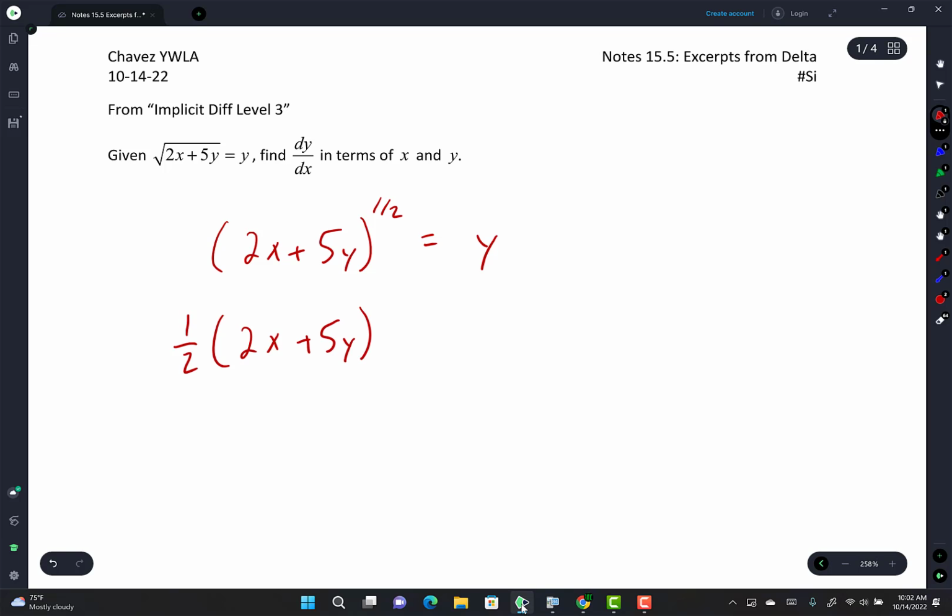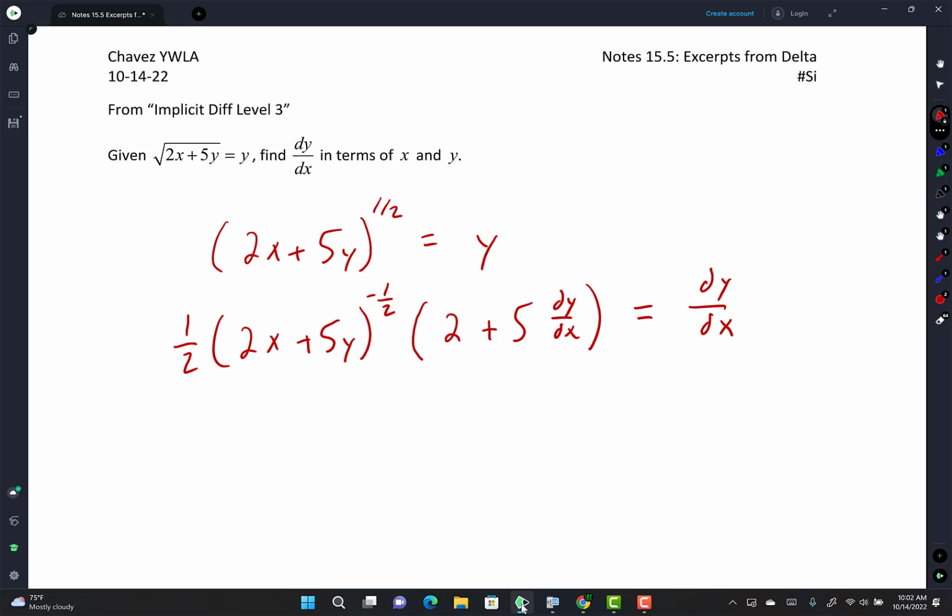I put to what power? Negative 1/2. Am I done? No. Open a parenthesis. And now I'm going to start taking the derivative of the inside. What's the derivative of 2x? 2, because I'm doing it with respect to x. Good job. Plus? Perfect. Close it. Equals, what's the derivative of y? dy/dx. Okay, you are done with calculus.